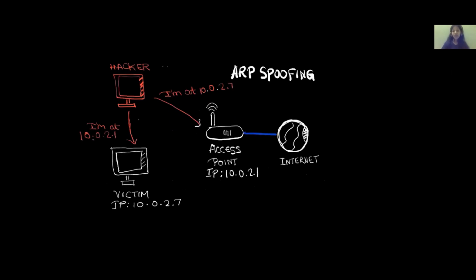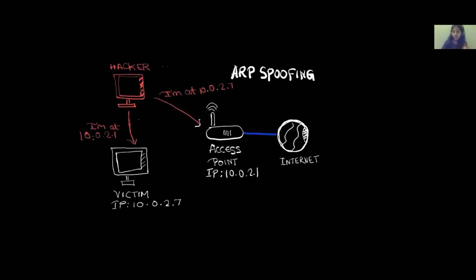But if a man in the middle is doing ARP spoofing, he will tell the victim that he is at 207, while to the access point he will tell that he is the router. If you're getting what I say, he's spoofing his own IP address to both the router and the client, or whichever are trying to transmit data, and he will be able to see all the data going through them.